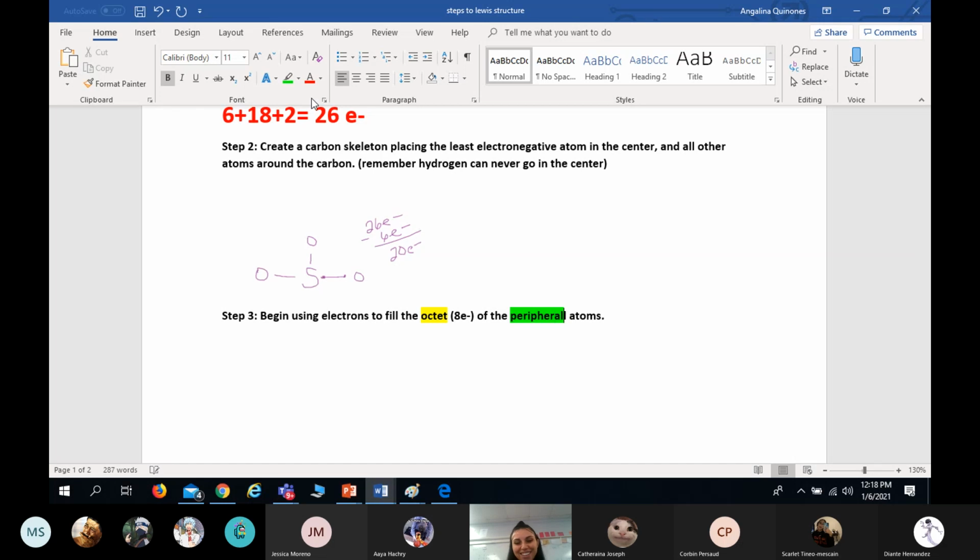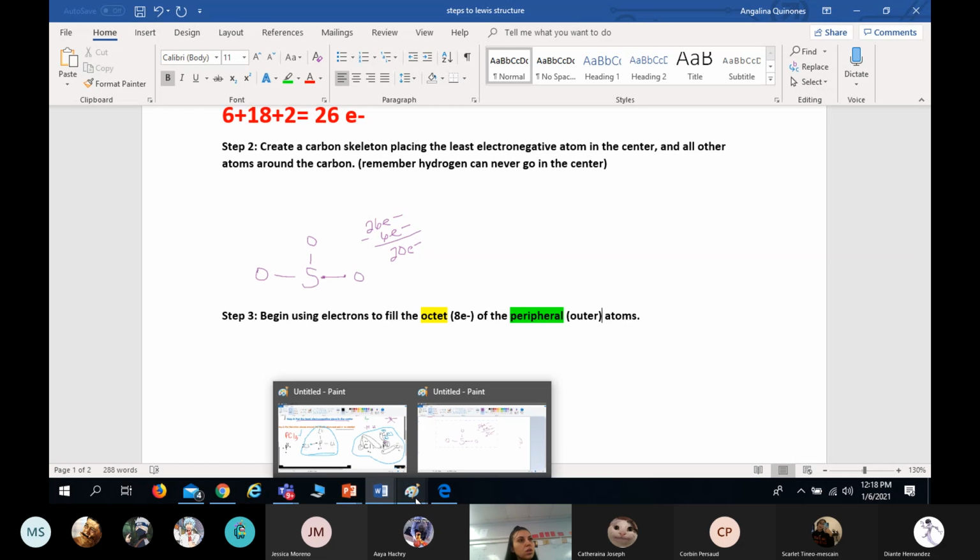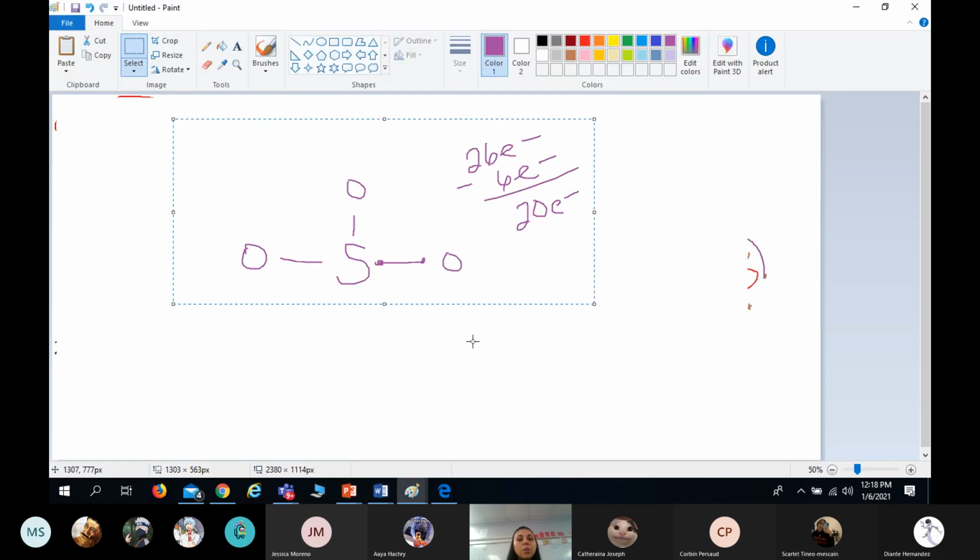Outer, very good. So outer atoms. So who's my outer atoms? Is it sulfur or oxygen? Oxygen, good. So basically, we want to make sure that our oxygen atoms have 8 valence electrons.